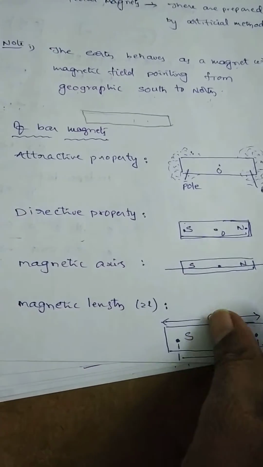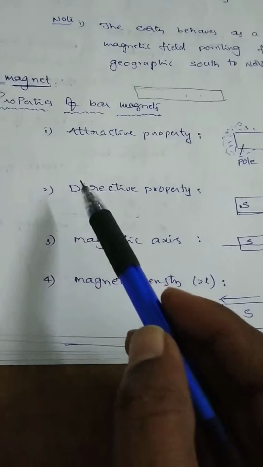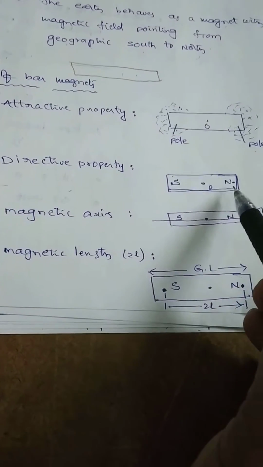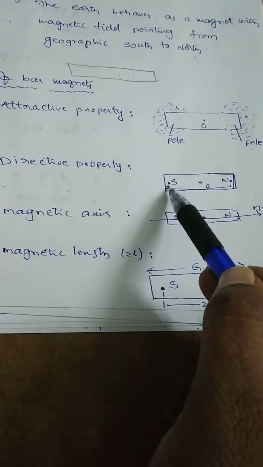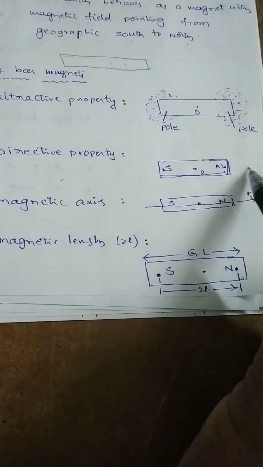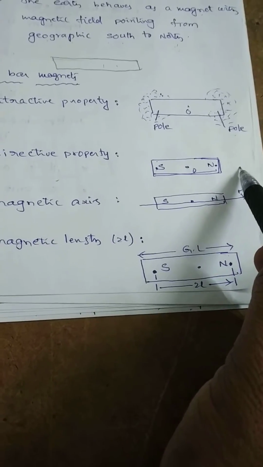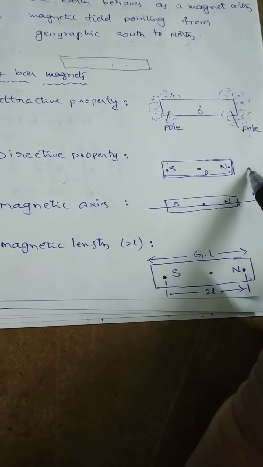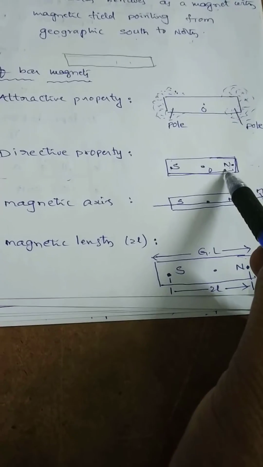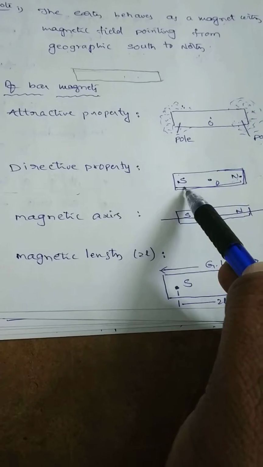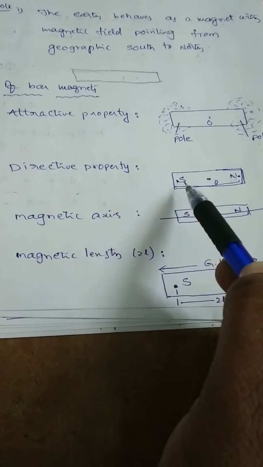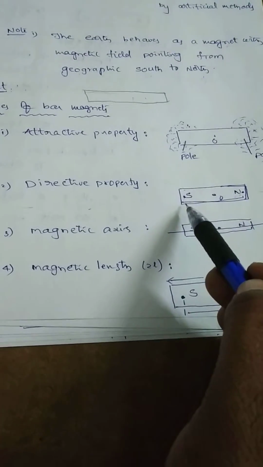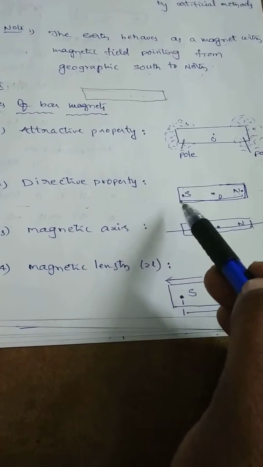Next one, directional property. When it is suspended freely in the Earth's magnetic field, the magnet aligns in the direction of north and south of the Earth. So, the pole of the magnet directed towards the geographic north is known as the North Pole, and the pole of the magnet directed towards the south of the Earth is known as the South Pole. So that's why any magnet has two poles. One is North Pole, second one is South Pole.